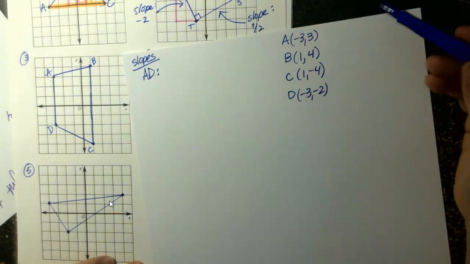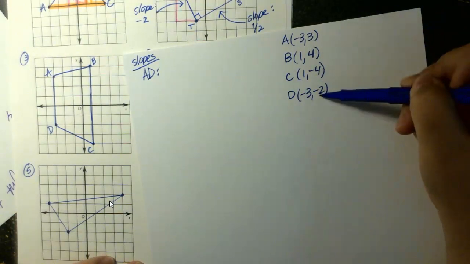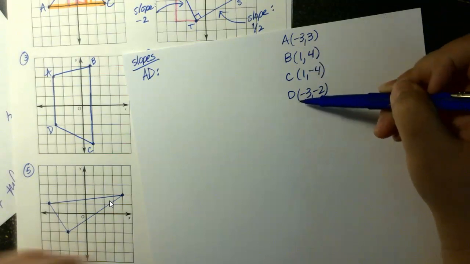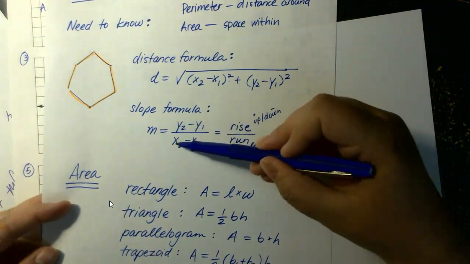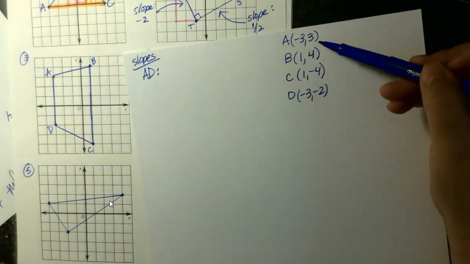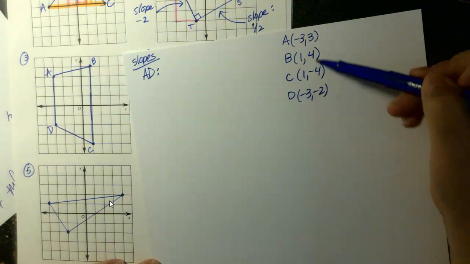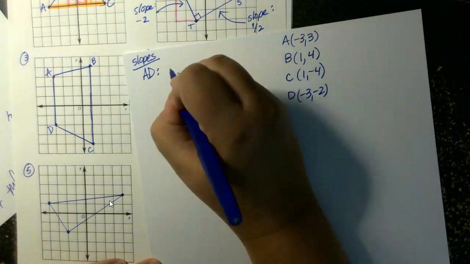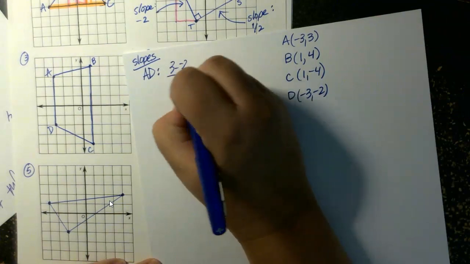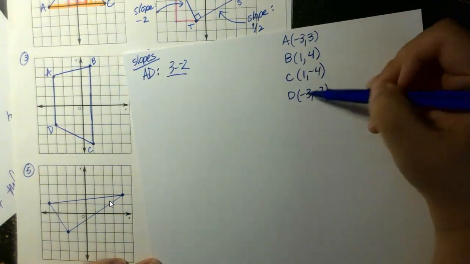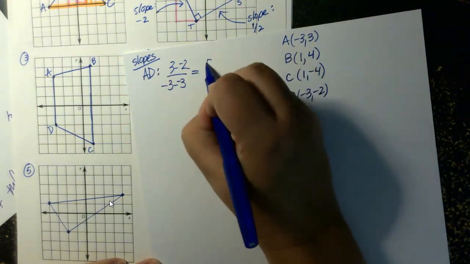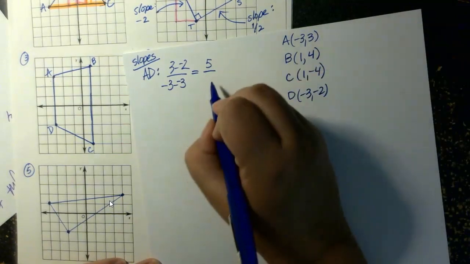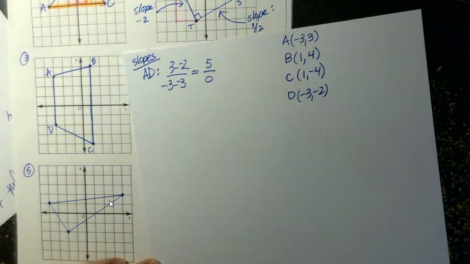So the slope of AD, change in y on top, change in x on the bottom. Rise over run. The difference between the y's over the difference between the x's. And it doesn't matter which point you consider 1 or 2, as long as you go in the same order. So I'm going to say point A minus point D. So 3 minus a -2 on top, and the x is -3 minus a -3 on the bottom. So this gives me 5 on top, and on the bottom, 0.